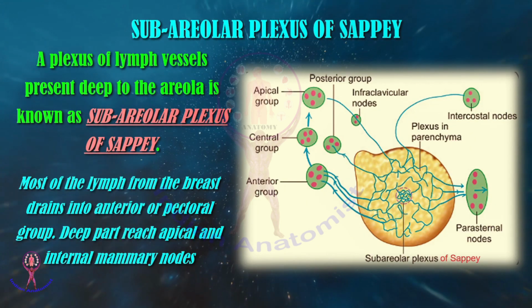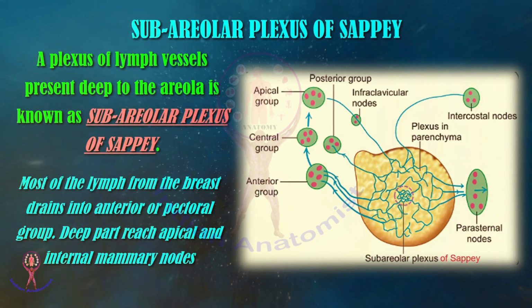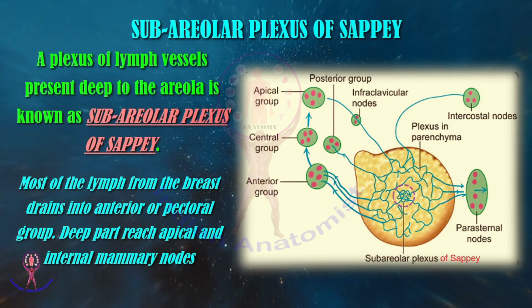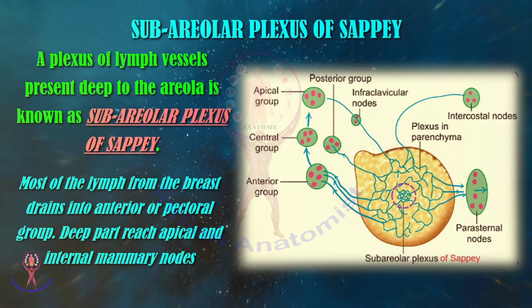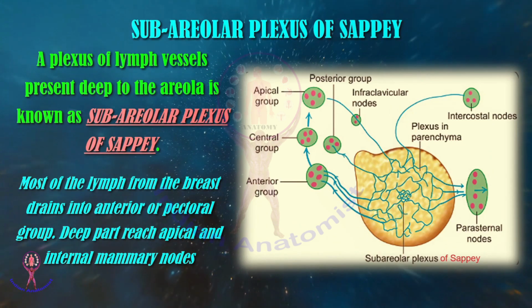Most of the lymph from the breast drains into the axillary group of lymph nodes, whereas the deeper part of the gland reaches either the apical lymph nodes or the internal mammary lymph nodes.